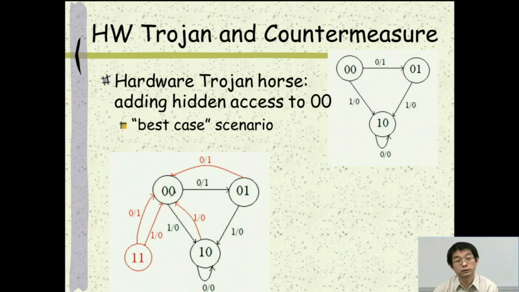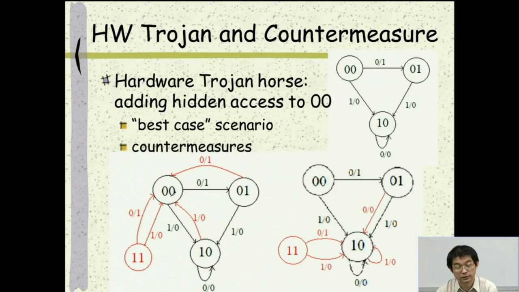And if you know that the attackers can do this, we can take some very simple countermeasures. For example, I realize these are the potential vulnerabilities, so how about I put all these things back to a state which is safe. Safe in the sense that this one cannot go back to state 0, 0. So in this case, you do have 100% trust, or 100% security. However, there is a huge design overhead, which normally we cannot afford.